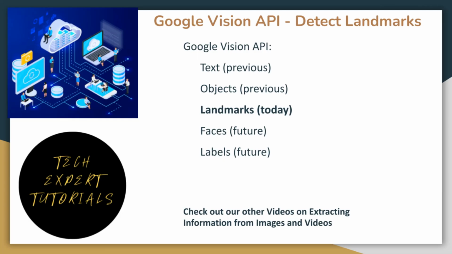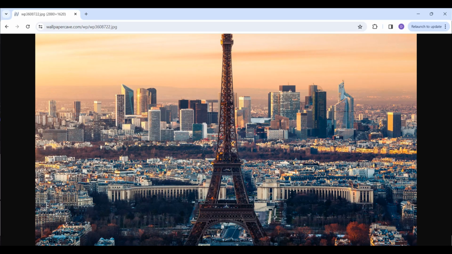In our last two videos, we taught you how to detect text and detect objects in an image stored locally using Google Cloud Vision API. Check the description below for a link to those videos. Today, we will teach you how to detect landmarks in online images using this API. Here is the image we will be using in this video for landmark detection.